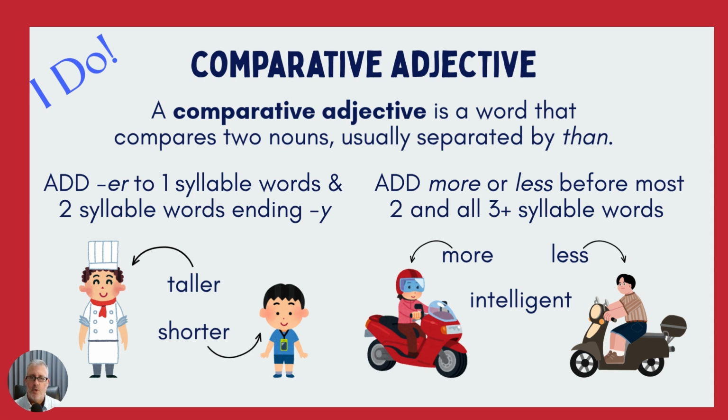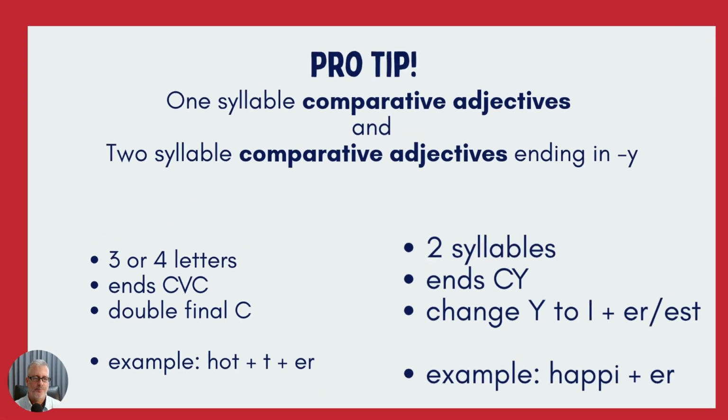But some words are longer, and for them, we need more or less. That's what we use to make the comparative, not er, not est. For example, the girl on the left, she is more intelligent than the guy on the right. He is less intelligent. Why, you might ask? She's wearing a helmet on a motorcycle, a scooter. Of course, she's more intelligent.